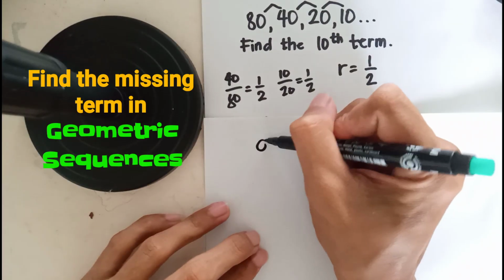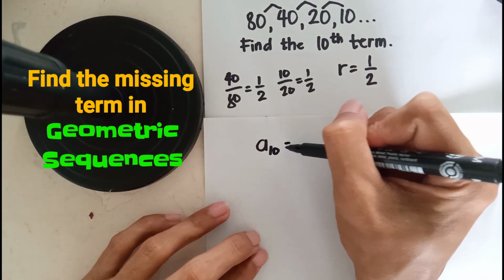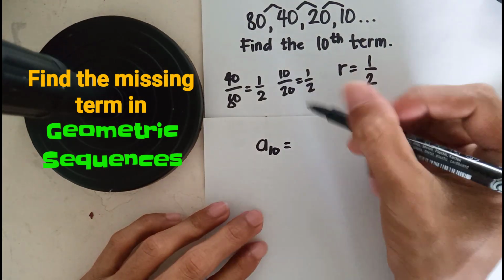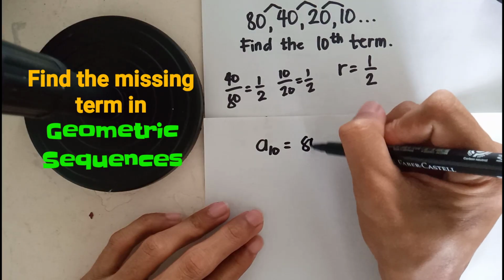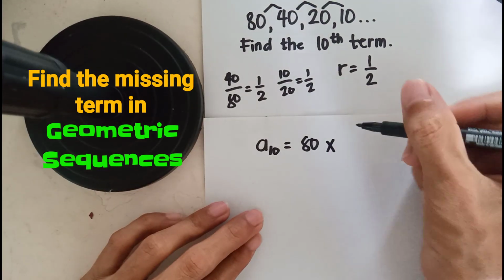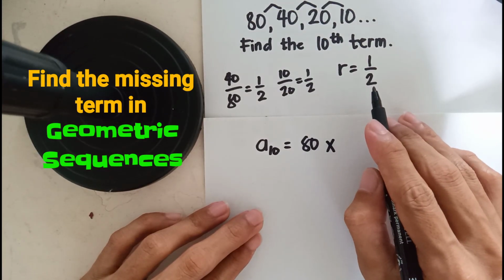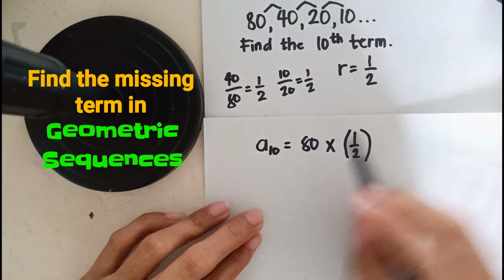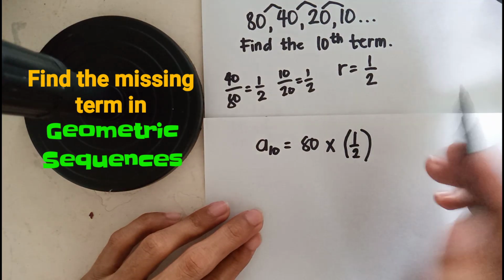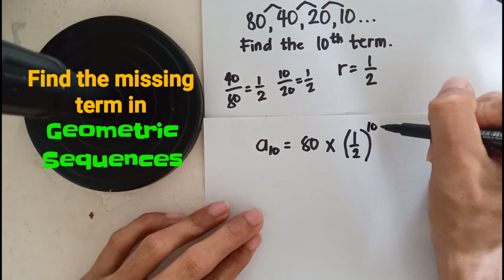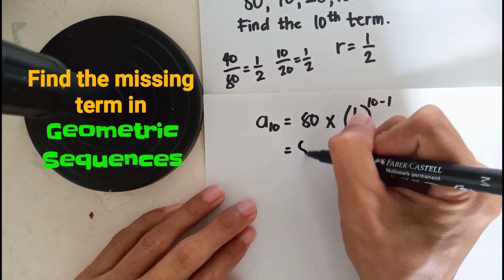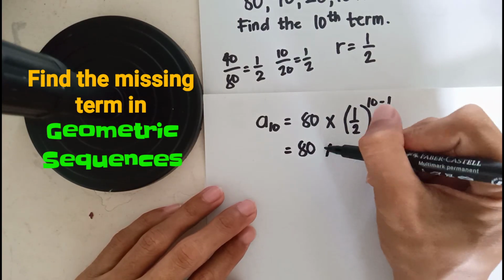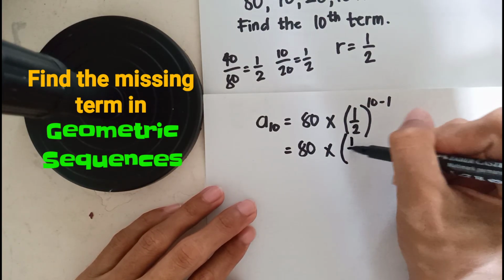So now we're looking for the 10th term. Let's apply the formula. a sub 10 is equal to our first term, which is 80, multiplied by our common ratio, which is 1/2, raised to the term number minus 1. Let's rewrite. 80 multiplied by 1/2 raised to 9.